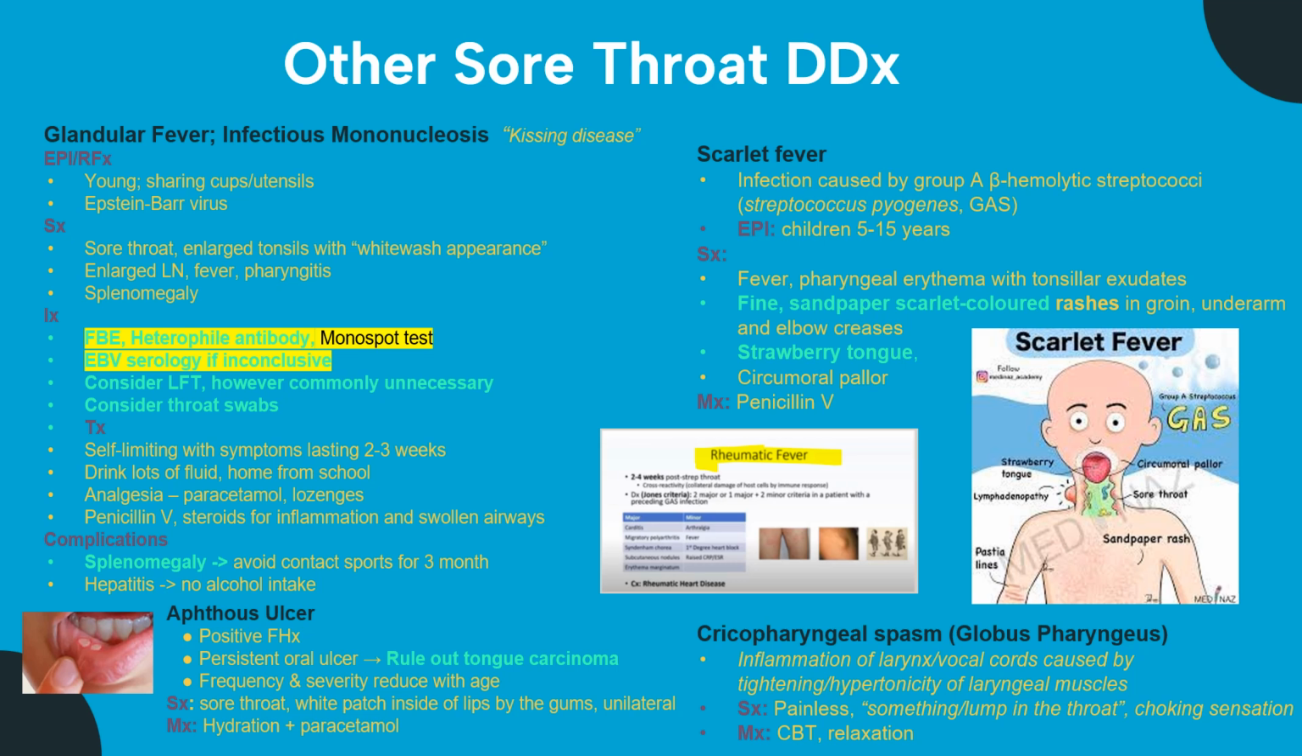Another cause of sore throat is something called globus pharyngeus or cricopharyngeal spasm. Basically, you get inflammation of your larynx, and that can be caused by just habitual behavior or due to anxiety or psychiatric illness. They're having this tightening or hypertonicity of the laryngeal muscles. It's not really painful, but it feels like there's a lump in the throat and a bit of a choking sensation. The management is essentially psychotherapy, so cognitive behavioral therapy or relaxation techniques.